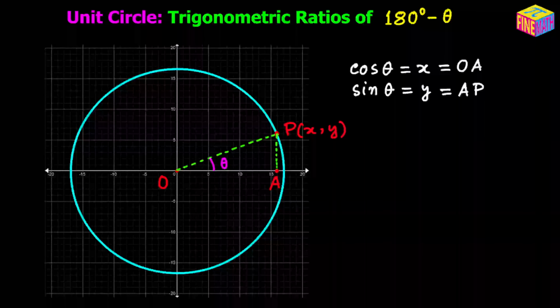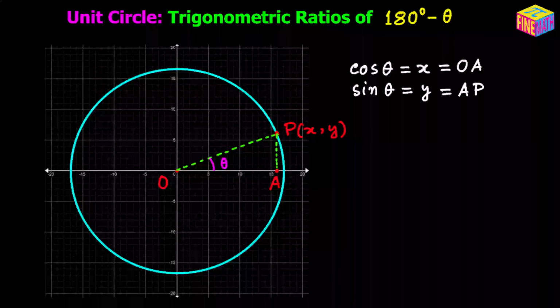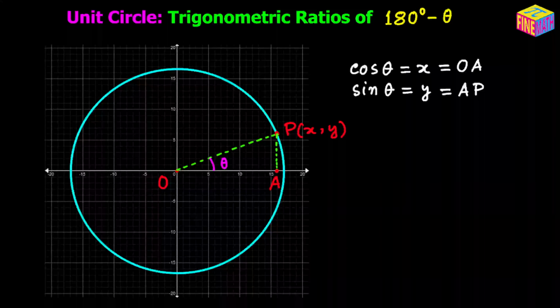Hi everyone, in this video we are going to discuss how to calculate the trigonometric ratios of angles like 180 degree minus theta. So if we are given the angle 180 degree minus theta, we will try to find out the value of the trigonometric ratios of such an angle in terms of the trigonometric ratios of the angle theta.